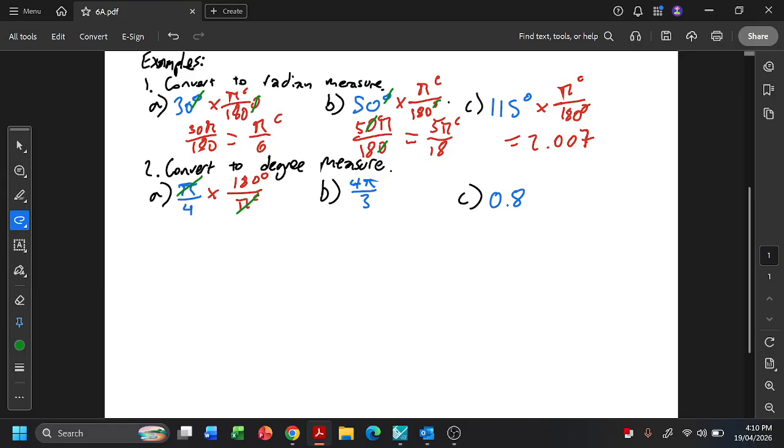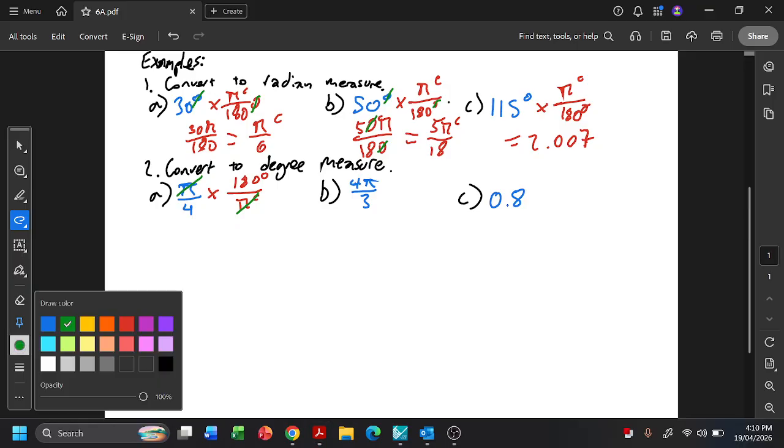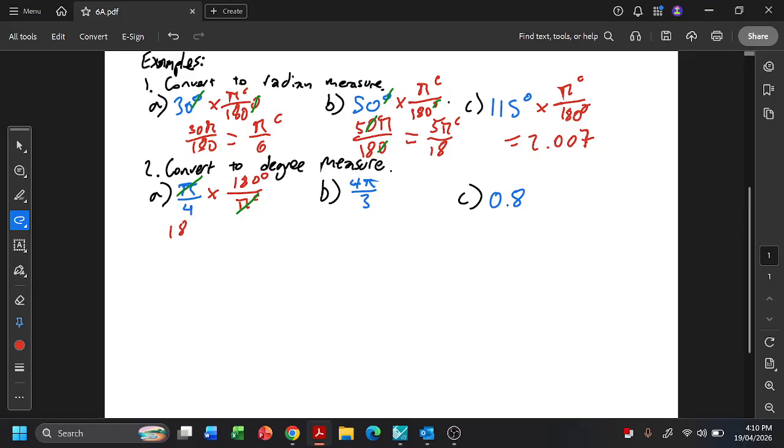So first up, the pi's will cancel out, and then we're going to be left with 180 degrees divided by 4. And 180 divided by 4, well, that's 90 divided by 2, which is 45 degrees. All right, let's do the same thing with the next one. So we want to multiply 4 pi on 3 radians by 180 degrees over pi radians.